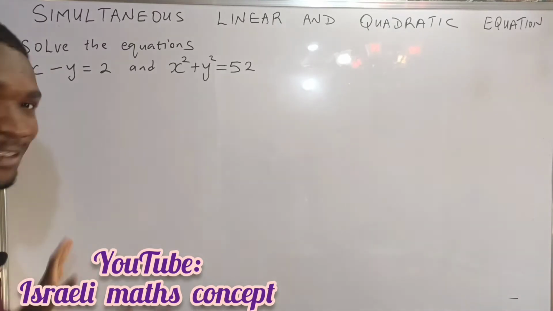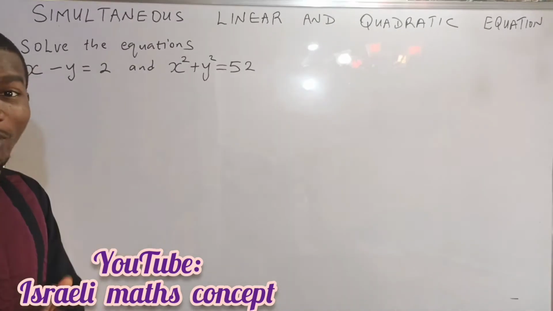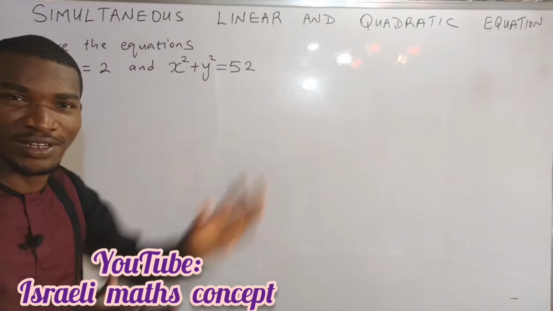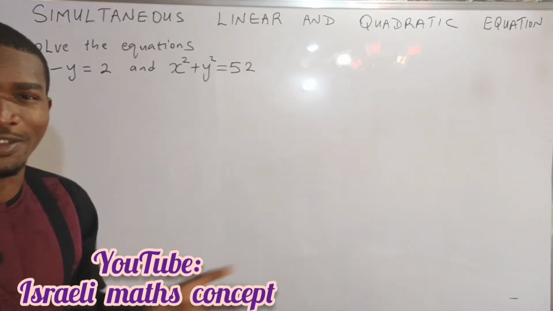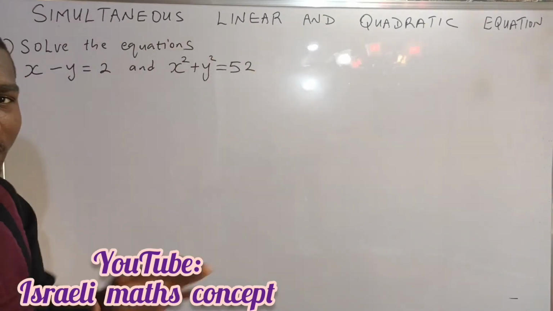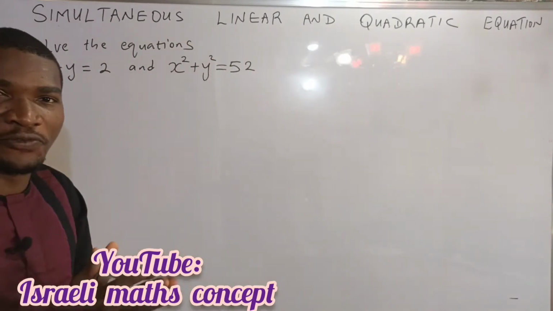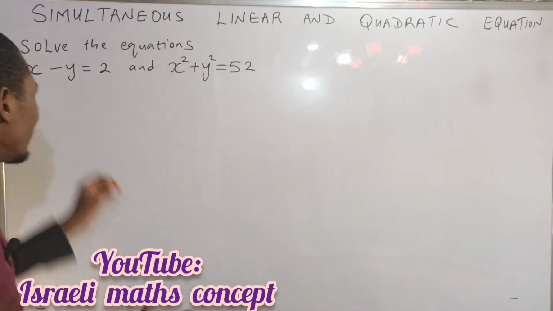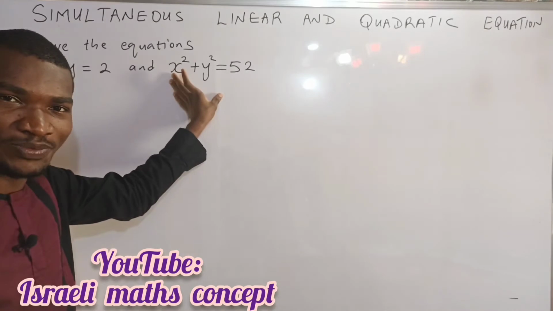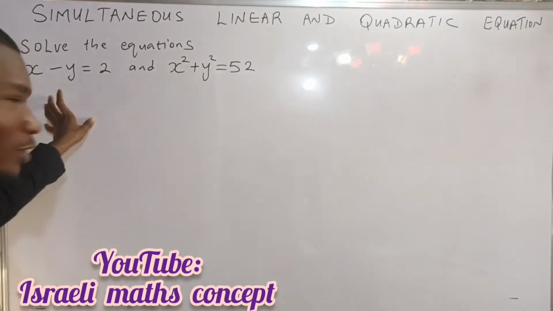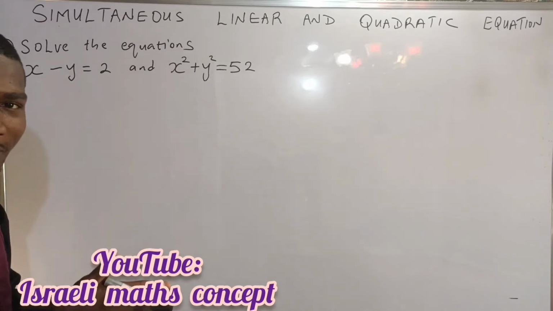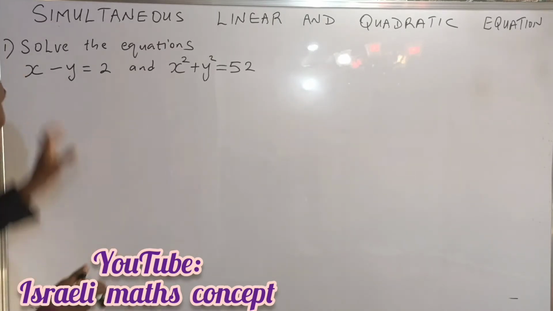Wow, it is very simple. I'm going to teach you how to do it. That takes us to the topic of today's video, simultaneous linear and quadratic equations. Remember that a simultaneous linear and quadratic equation is a pair of equations that contains both a linear equation and a quadratic equation. In this video, I'm going to show you how to solve both equations simultaneously. Let's proceed with the solution of this question.